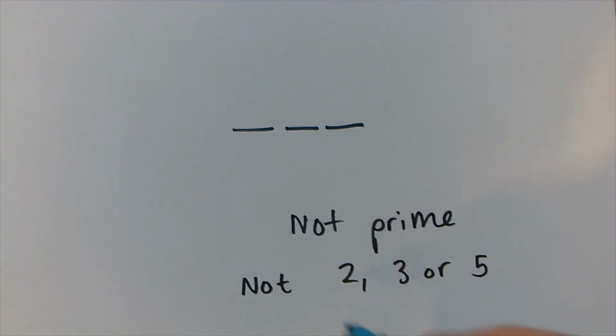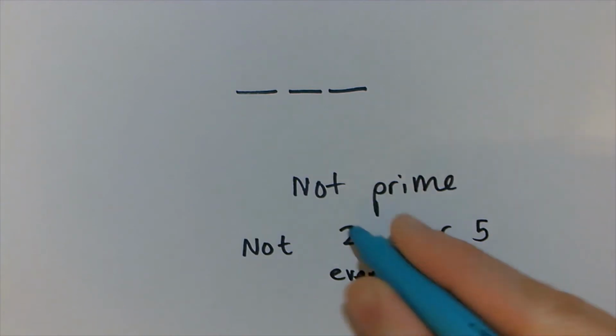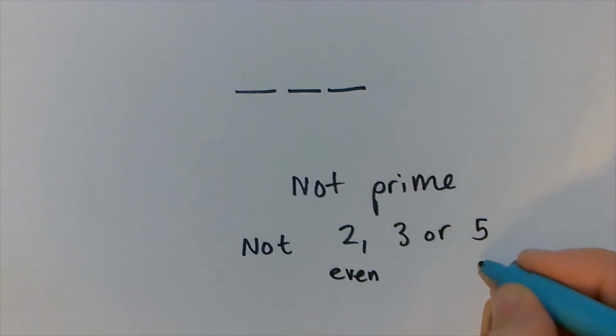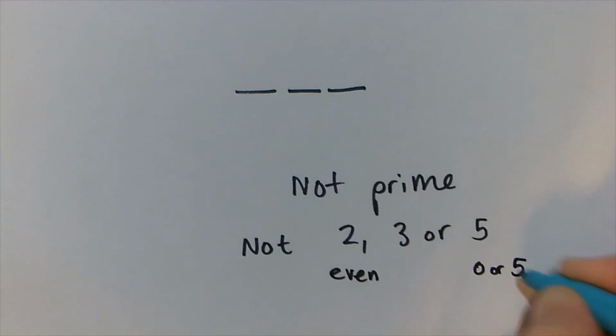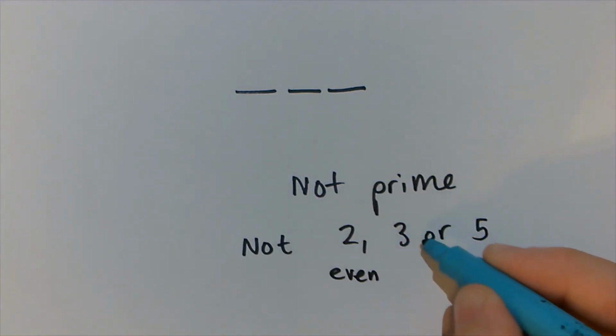So really we need to know what these things mean. This means if it's even, so it can't be even. This means it ends in a 0 or a 5. And this one, do you know this one? It's if you add up the digits.